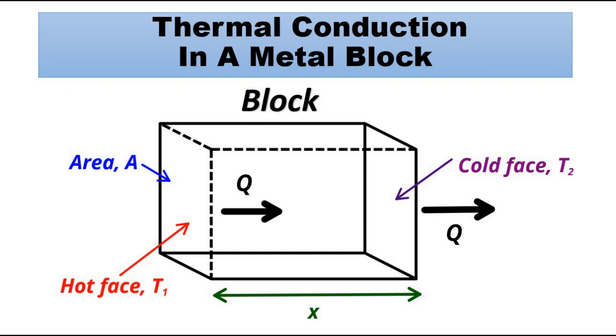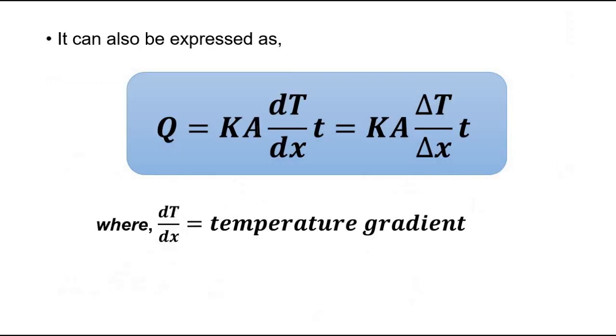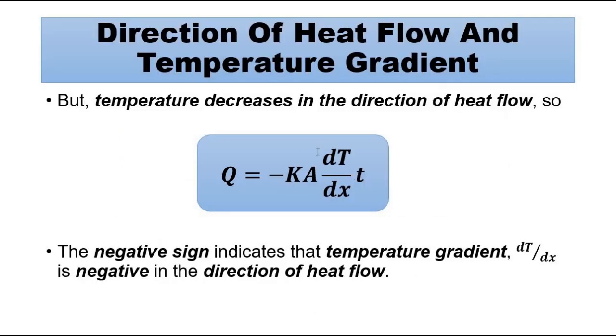So that's why this dt by dx will become negative, because temperature is decreasing in the direction of heat flow. So if we write it appropriately, taking into account the direction of heat flow and the temperature gradient relationship, it will be Q is equal to minus K A dt by dx into T. The negative sign indicates that temperature is decreasing in the direction of heat flow. That's why the temperature gradient is negative. So this is the proper relationship.